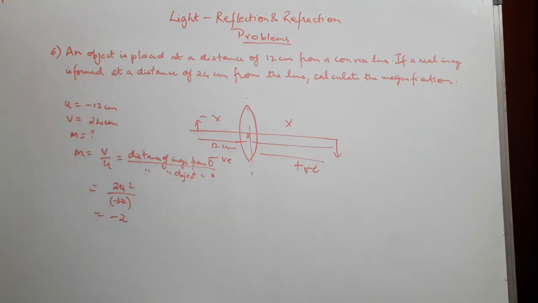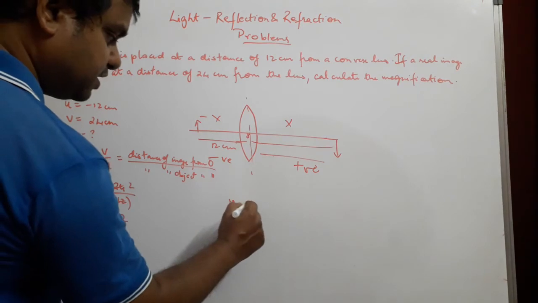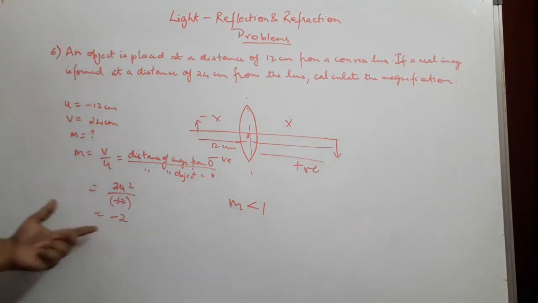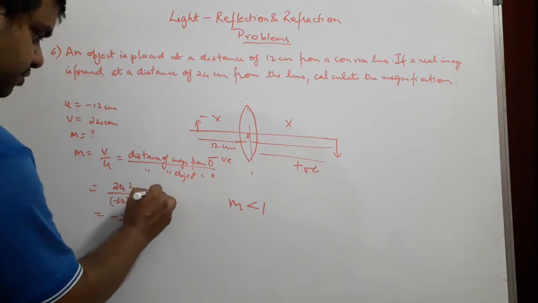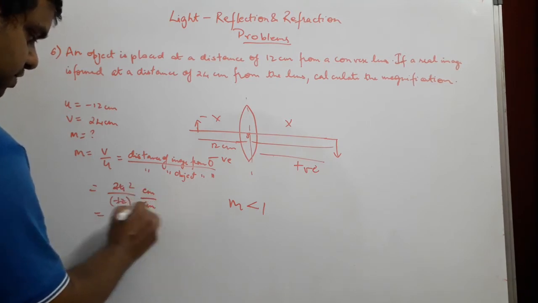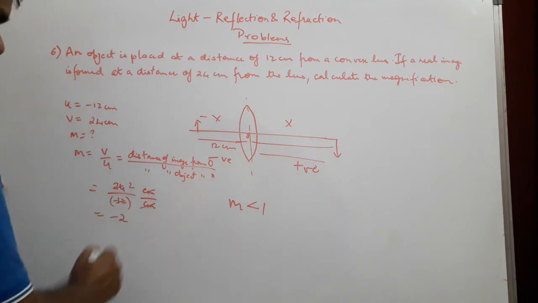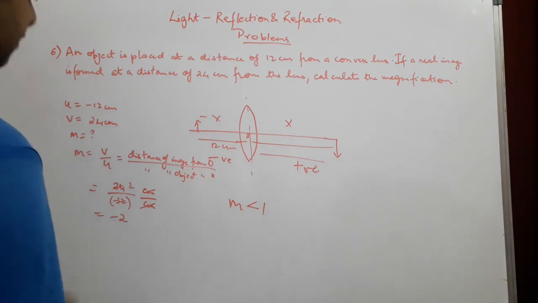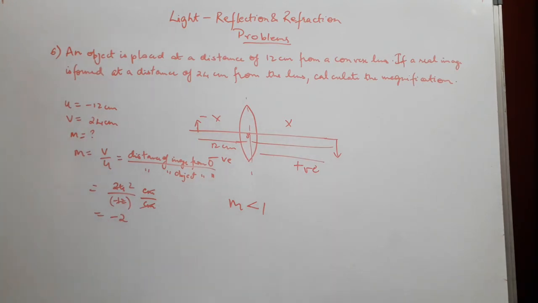Since it is minus 2, the magnitude of m is greater than 1, which means that this particular object appears magnified. And units don't remain over here, because if you notice, this is 24 centimeters and this is minus 12 centimeters. So centimeters cancel, and we are just left with the magnification of minus 2. So it has no units.